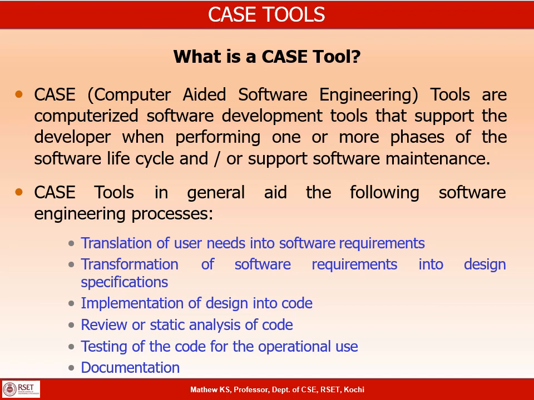So CASE tools in general support the following software engineering processes. These are the different activities which can be automated using CASE tools. Translation of user needs into software requirements. There are tools which will help you to visualize the requirements and translate the requirements in a structured way. Transformation of software requirements into design specifications. Similarly, you can also use tools to convert the requirements into design specifications. Then implementation of design into code. There are tools for code generation.